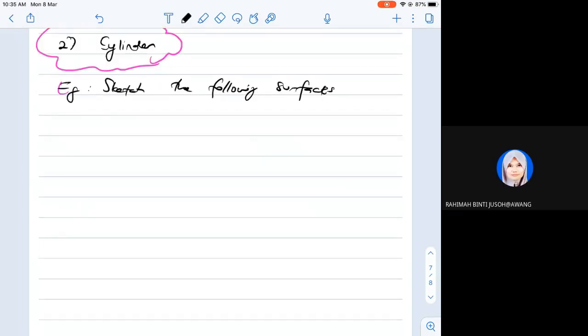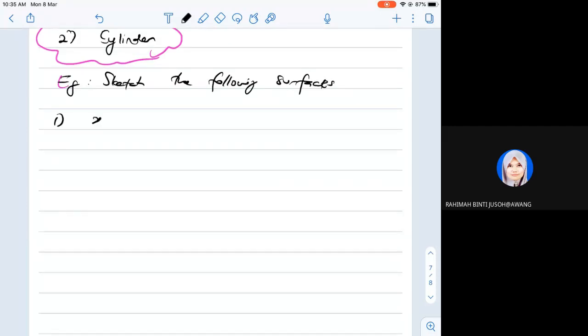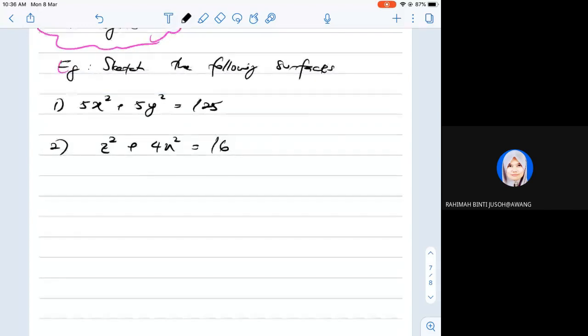Okay, so now number 1. Let's say we have 5x squared plus 5y squared equals to 125. And then number 2, let's say we have z squared plus 4x squared equals to 16. Okay, ada 2 soalan saya bagi. Alright, now solution.